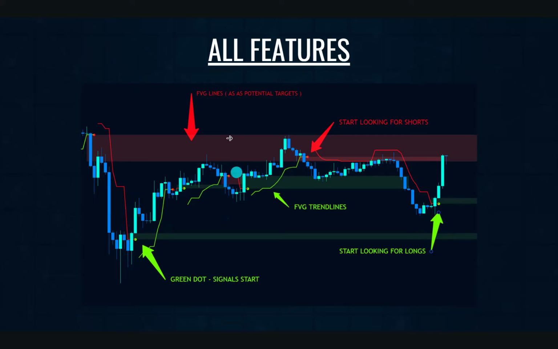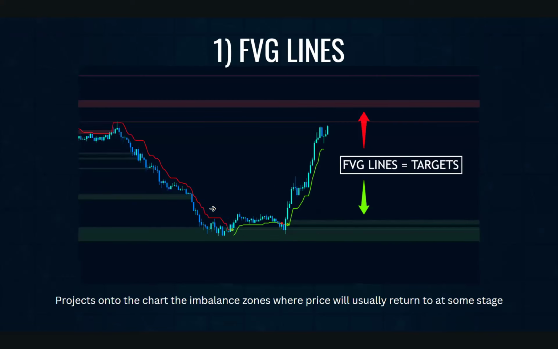So we've got these two features. We've got the fair value gap lines and we've got the fair value gap trend lines. The fair value gap lines are basically just projections of these fair value gaps across the chart, and it will work on any time frame that you're on. Obviously, the higher the time frame, the more solid and reliable these fair value gaps are going to be. If you're on a 1 minute chart, they still will be reliable, but not as reliable as if you're on a daily or a 4 hour, that kind of thing.